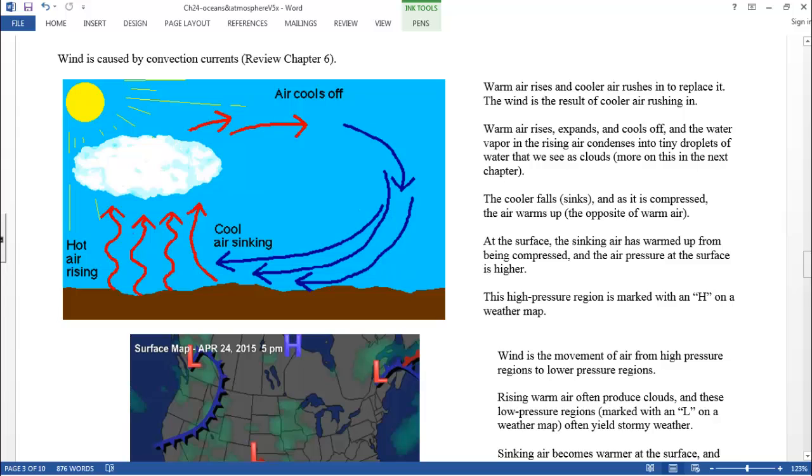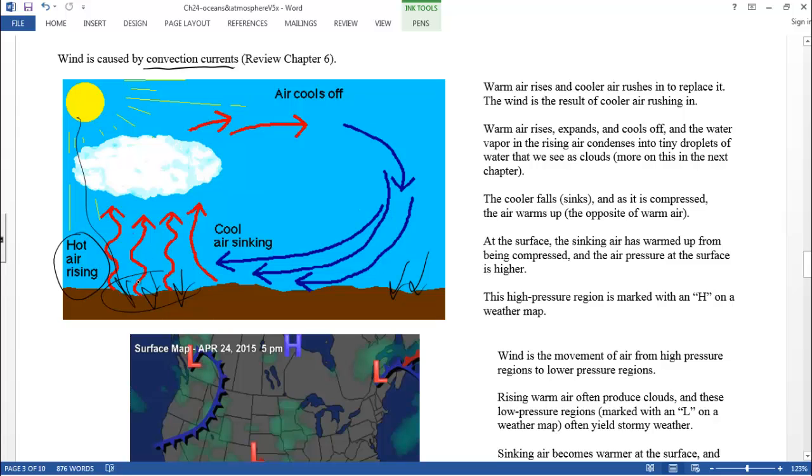Okay, let's talk about wind. Wind is simply caused by convection currents. We've got the sunlight that will warm up certain patches of the ground more effectively than other patches of ground, and you'll get a difference in temperature. And where it's really warm, you'll get hot air that rises.